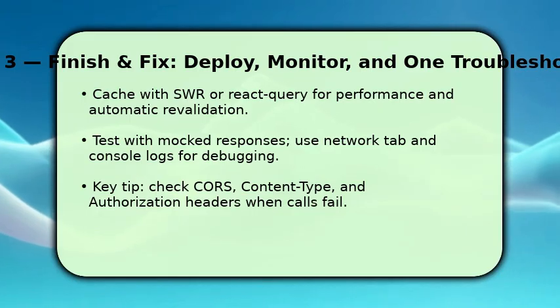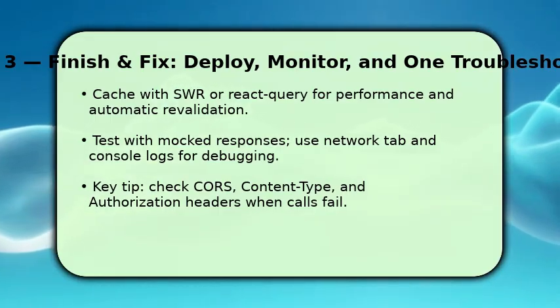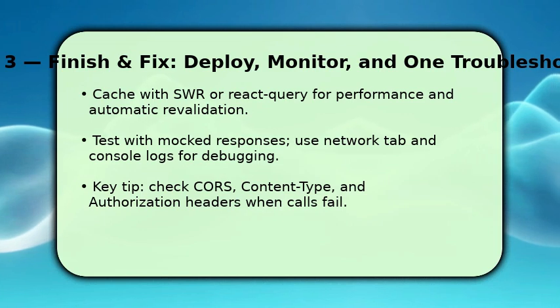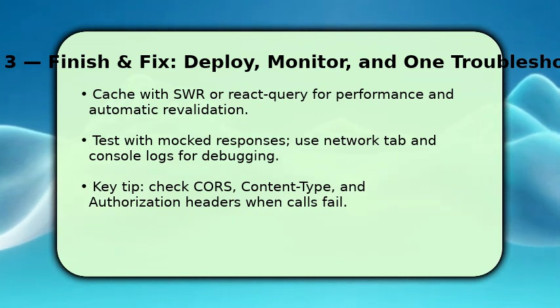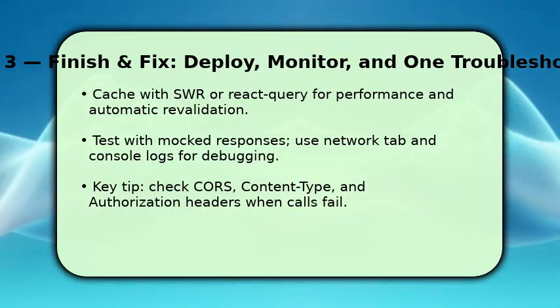For manual debugging, inspect the network tab and log request/response objects so you see headers and payloads. If something fails, check CORS policies, content type, and authorization headers first. Misconfigured headers cause most errors, and fixing them usually clears up failures quickly.